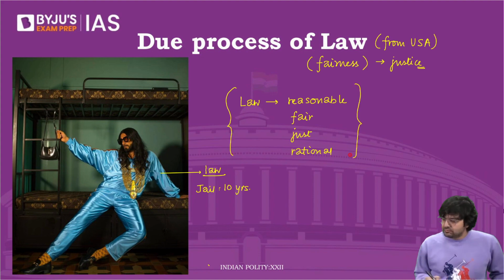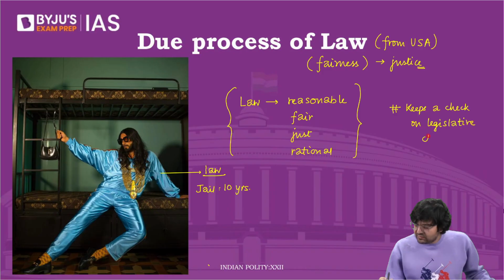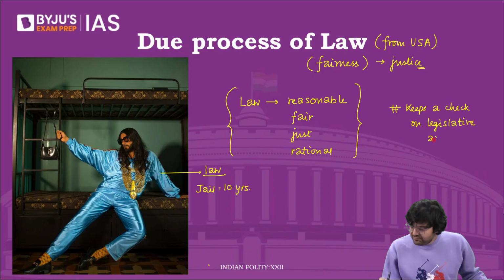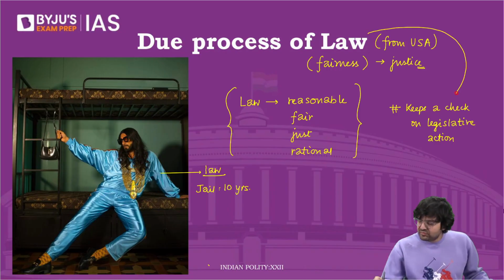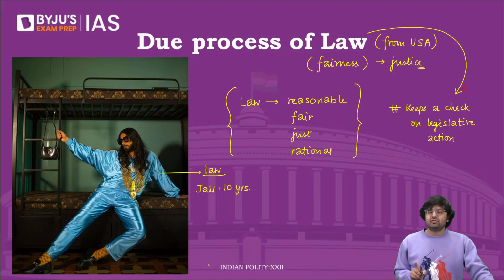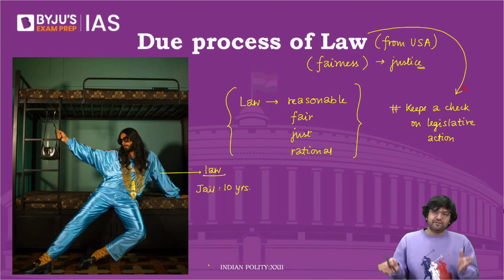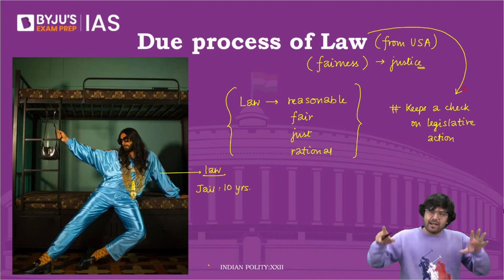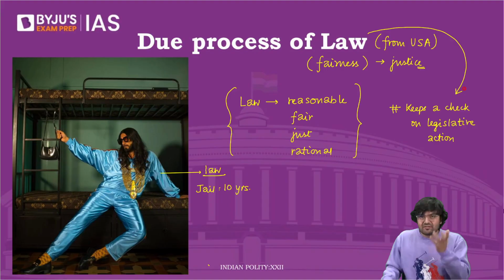Now, who makes a law? The legislature. So, due process keeps a check on legislative action. That's the difference between procedure established by law and due process of law. Clear? So not only should we follow the procedure properly, we should also firstly check whether the law that we are applying, imposing on people, is the law in itself justified?